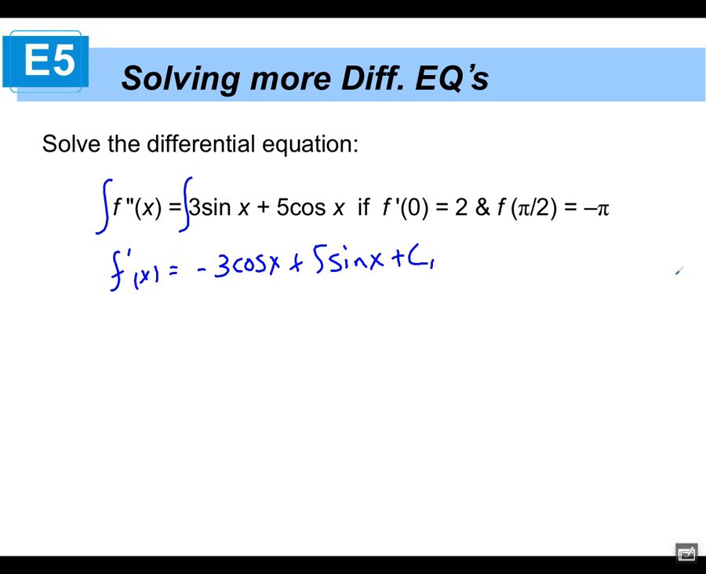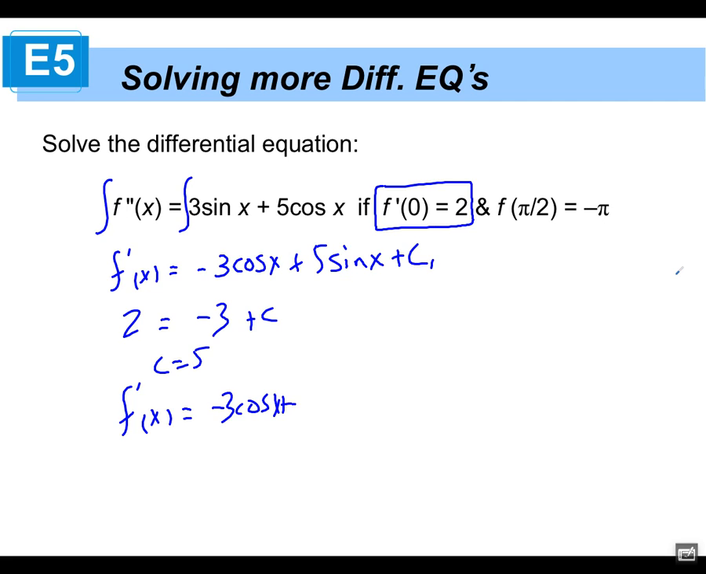So I know then that when we take f prime of 0, that has to be equal to 2. So this becomes 2, and we plug in 0. What's the cosine of 0? 1. So that's negative 3. What's the sine of 0? 0. That disappears, plus c. So c is equal to 5. Or our first c is equal to 5. We'll get another c in a second. Which means that f prime of x is equal to negative 3 cosine of x plus 5 sine of x plus 5. Okay, so that's our particular solution for f prime.